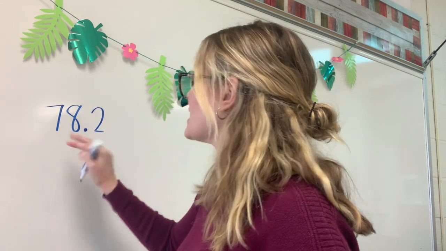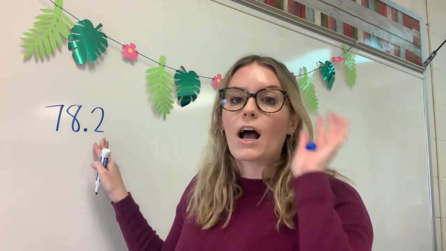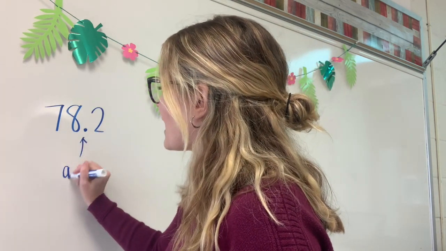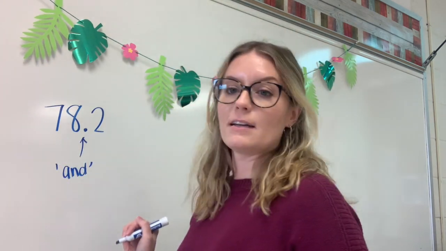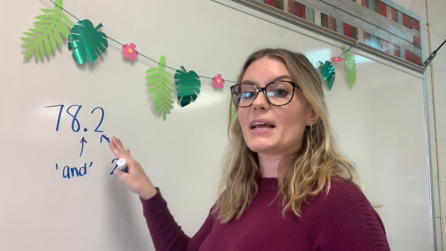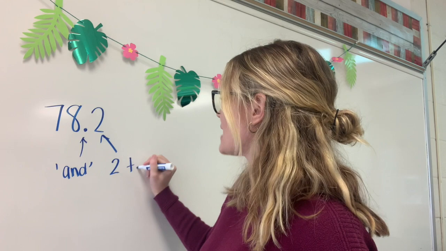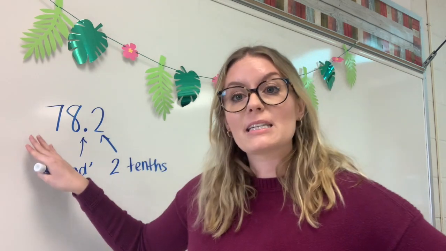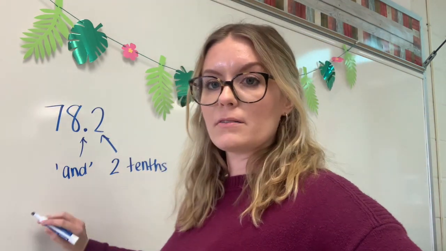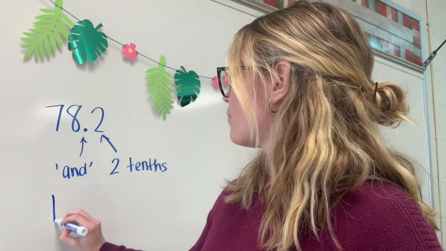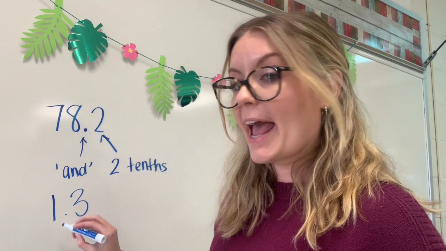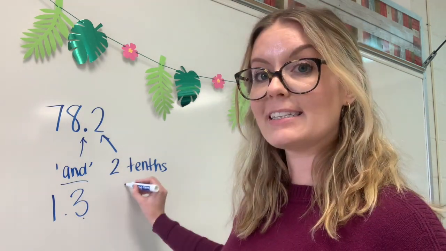So if we have 78.2, that's not how we read decimal numbers. When we read decimal numbers, the point, we say "and," then we say the number 2, and because it's in the tenths place, we say 2 tenths. So this number is 78 and 2 tenths. If we have another number, you can see below, we're gonna have 1.3, but that's not how we read decimals. We're gonna say 1 and 3 tenths.